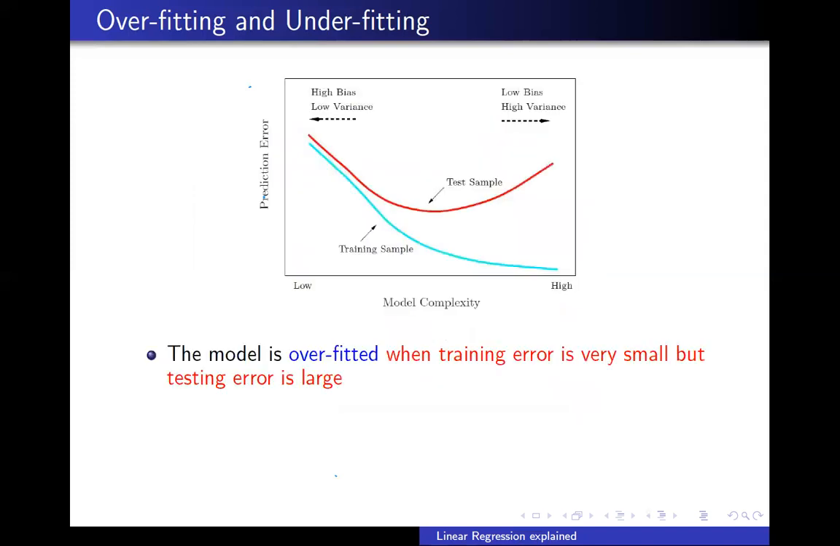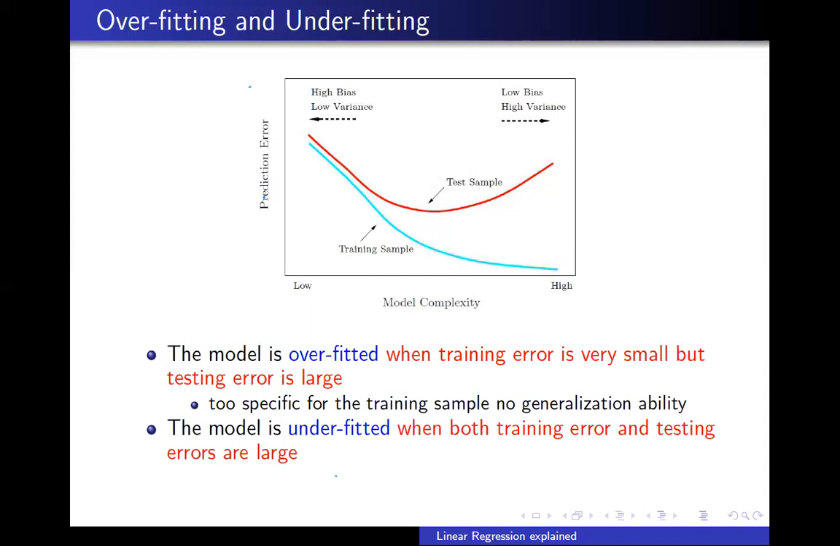The model is typically called overfitted when the training error is very small, but the testing error is very large. This typically happens on the right side of this curve, where your model is so complex that it can fit your training data precisely. That means it remembers your training data points, but it cannot generalize very well. This is the side with very low bias and high variance, in the sense that it fits your training data very well, but if you change your test data point just a little bit, it can give a very different result.